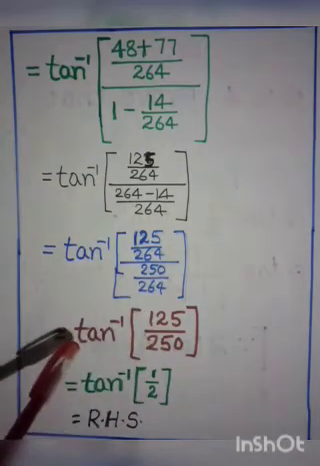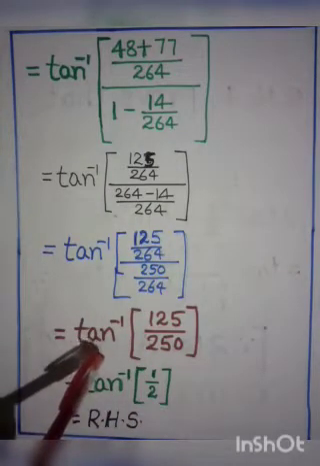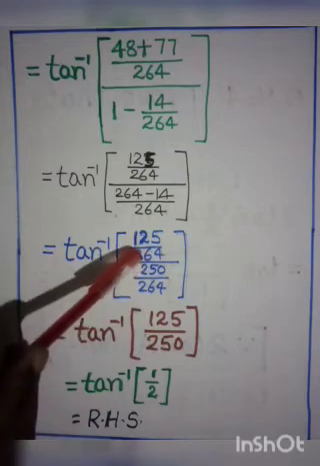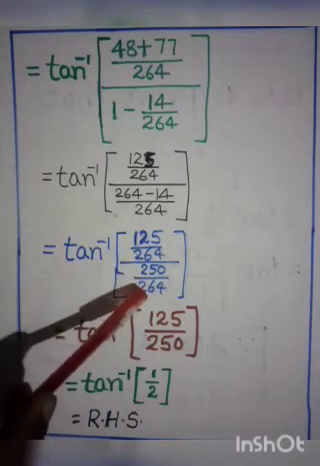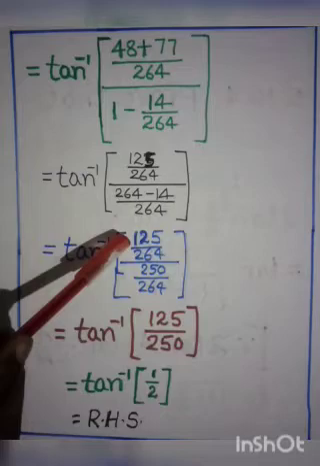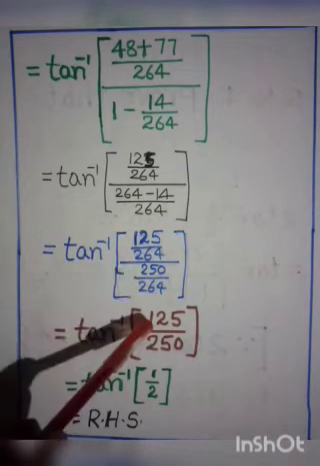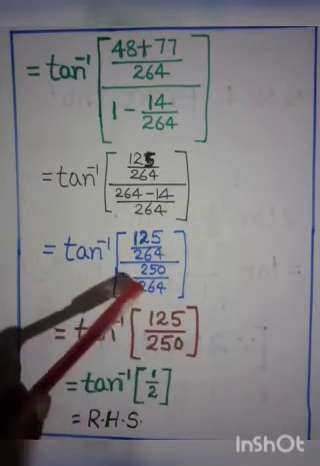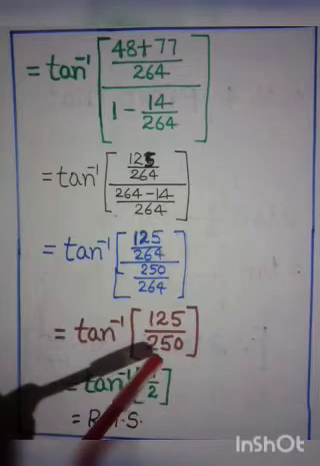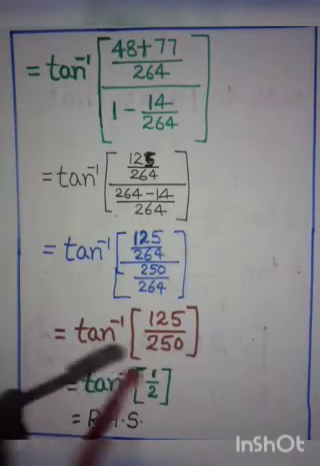That is equal to tan inverse of, by striking out the denominators 264 and 264 here, you get 125 in the numerator divided by 250 in the denominator. Understood this step, my dear children?